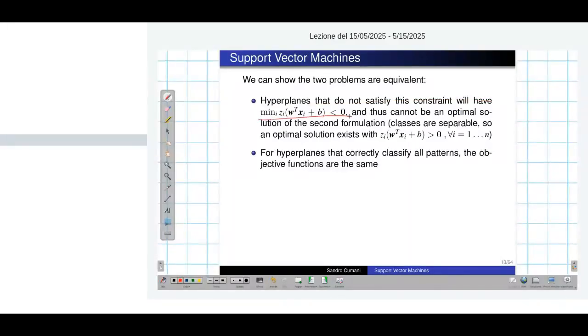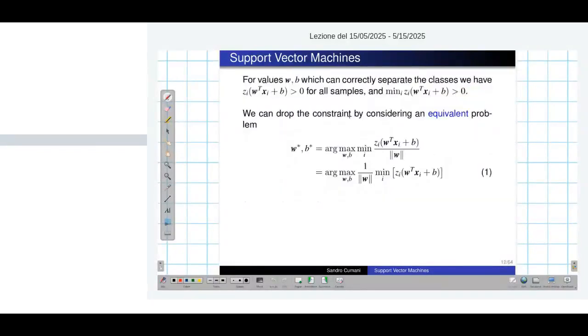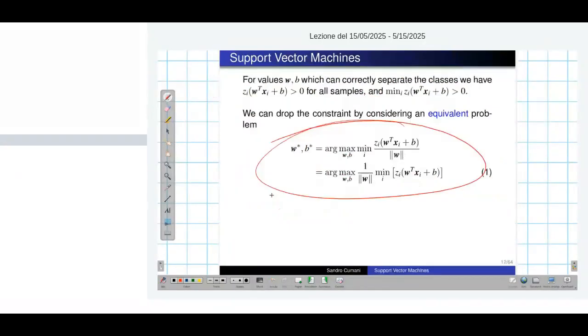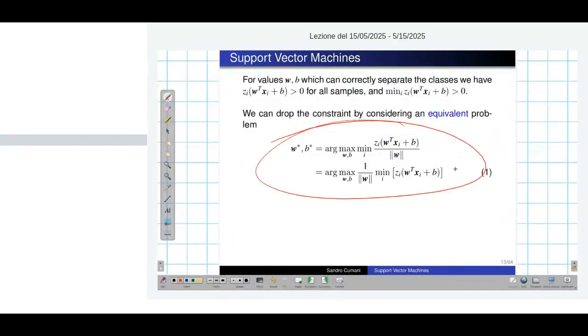Now, let's imagine we have a hyperplane that does not, and we can drop the constraint. So we look for the minimizer of this. And this allows us to also drop this constraint. Why? I don't have a constraint problem anymore, so I removed my constraints.